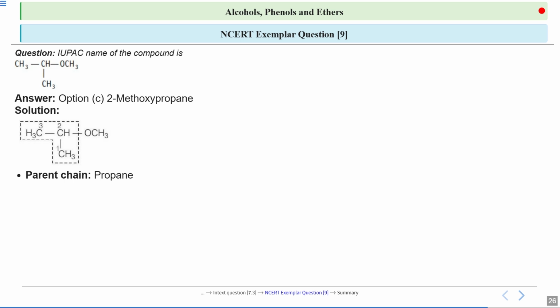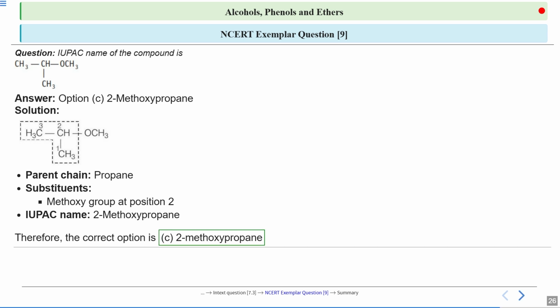After numbering, we have chosen the parent chain as propane. And for the substituents, at the second carbon of our parent chain we have a methoxy group as a substituent. So the IUPAC name will be 2-methoxypropane. Hence, the correct option is option C, that is 2-methoxypropane.